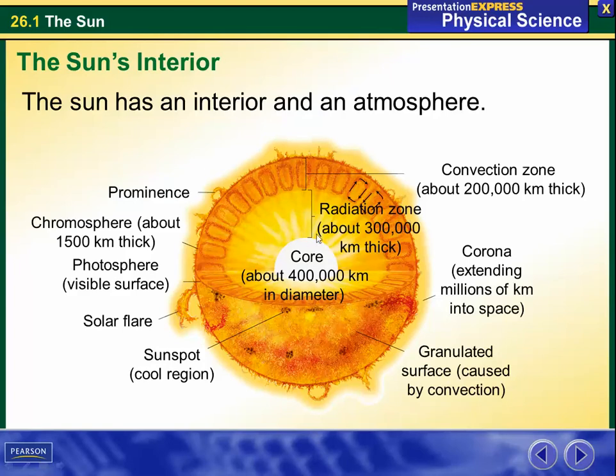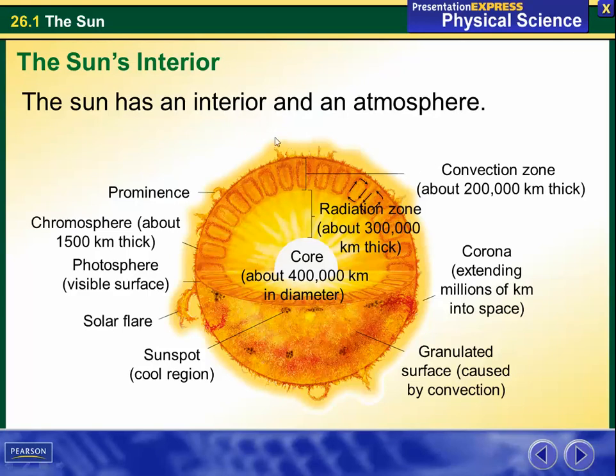We'll just focus on these. Then we have our radiation zone, again, about 300,000 kilometers thick. And then we have our convection zone. These are our three layers of the internal features of the sun. Again, core, radiation zone, convection zone.